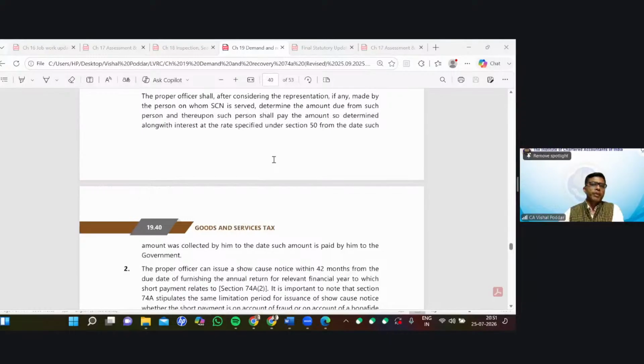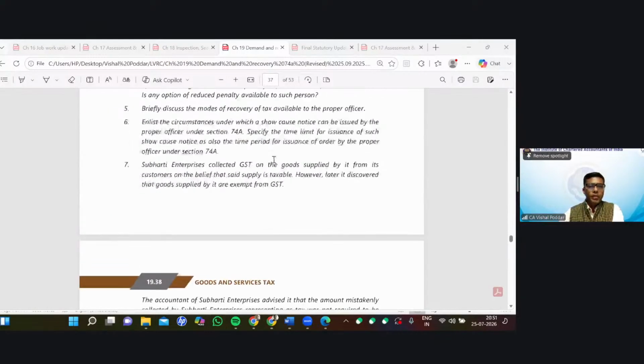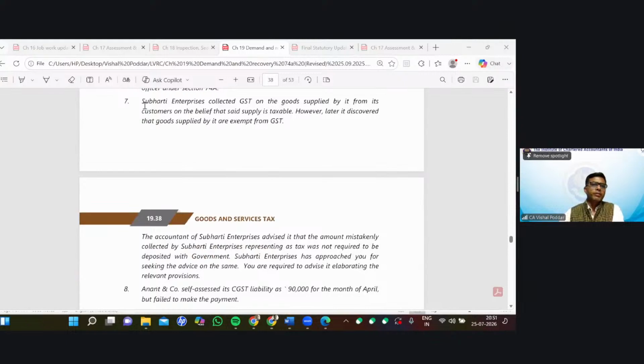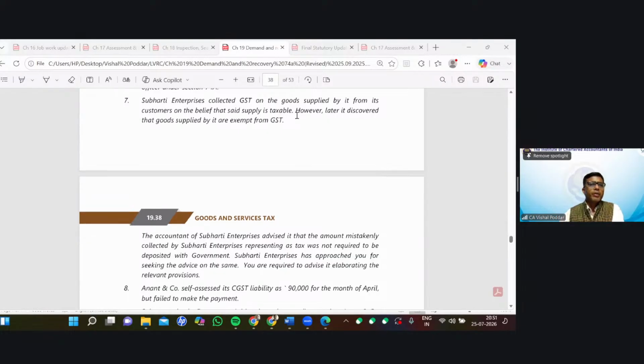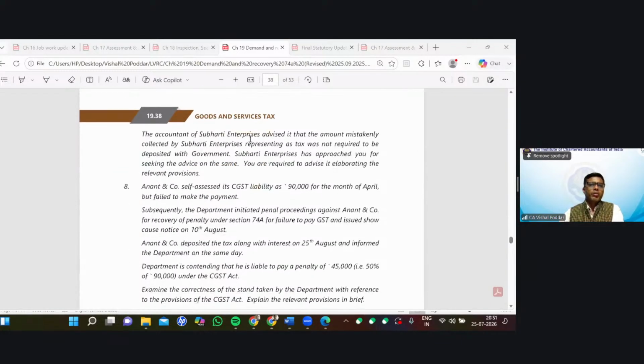So the amount will be recovered from you with interest. Let us take up another case, which is 7. Subharti Enterprise collected GST on goods supplied by it from its customer on behalf of the said supplier, on belief that the said supply is taxable. However, later on, it is discovered that the goods supplied by it are exempt. The accountant of Subharti Enterprise advised that the amount mistakenly collected by Subharti representing tax was not required to be deposited with government.